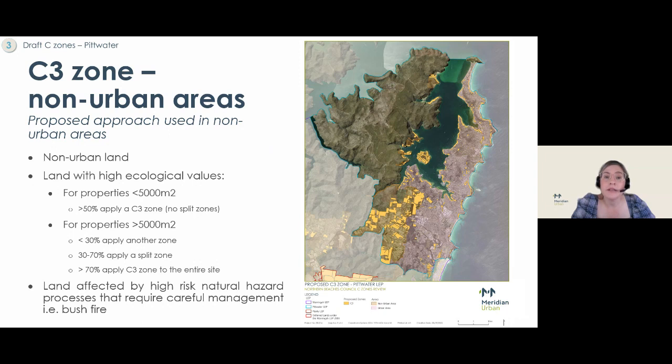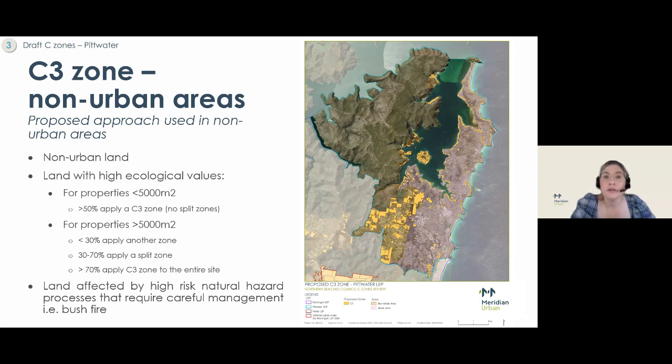In non-urban areas, the C3 zone is proposed to apply to land that is identified as having undeveloped bushland, and the site is mapped with one or more of the high environmental criteria. For properties less than 5,000 square metres, a C3 zone is proposed to apply where 50% or more of the site is affected. No split zones are proposed. Split zones are proposed to be considered for properties 5,000 square metres or more, where 30 to 70% of that property is affected by the criteria. If 70% or more of the property is affected, the entire site is proposed as a potential C3 zone.